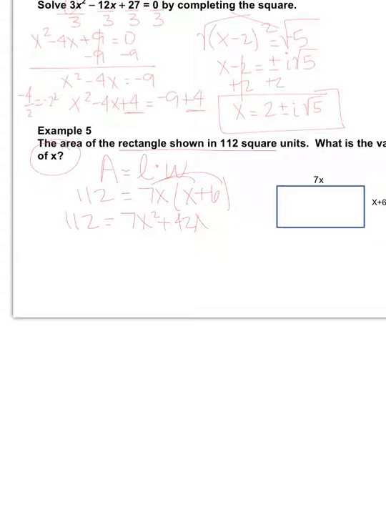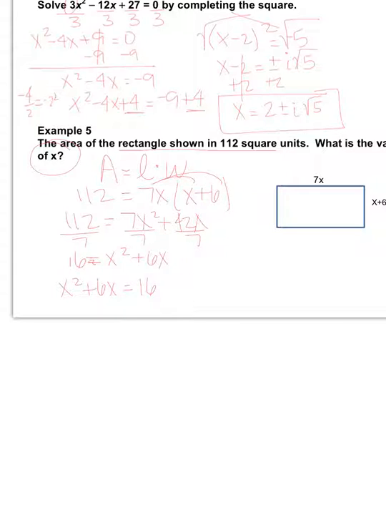Okay, so since I'm using completing the square, we want a, which is the coefficient of x squared, to be 1. So notice it's a 7, so I'm going to divide everything by 7. So that's going to give me 16 equals x squared plus 6x. Alright, so after we get rid of that coefficient of x squared, then we are looking to make sure that we have an x squared and x on one side, the constant on the other. Notice we already have that. If you would like to rewrite this as x squared plus 6x equals 16, that's fine. It's the same thing.